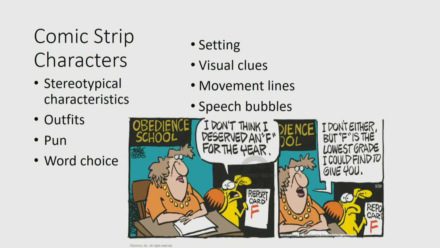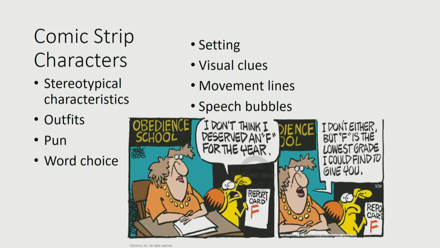Movement lines show you movement if the character is, for example, waving. There we have our speech bubbles, and look at the information. It's an obedience school, so that's a visual clue to tell you that it is a school. So it's in a classroom.